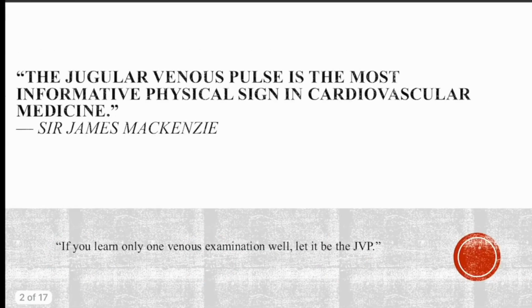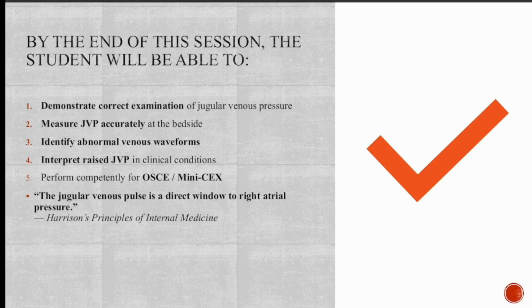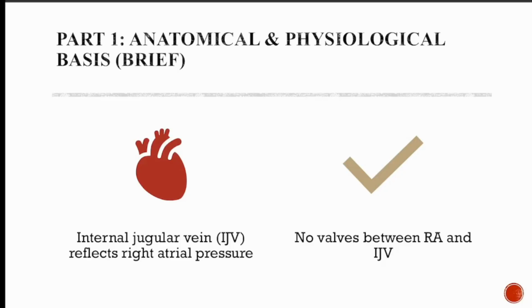The jugular venous pulse is the most informative physical sign in cardiovascular medicine. That is one point. It is also most often confusing. I will make it simplified in such a way that at the end of the session you'll be able to correctly identify the JVP, measure it, and identify the abnormal waveforms in the JVP. That is the agenda today. First we will start with a few anatomical principles.